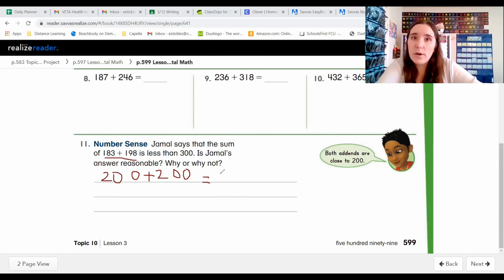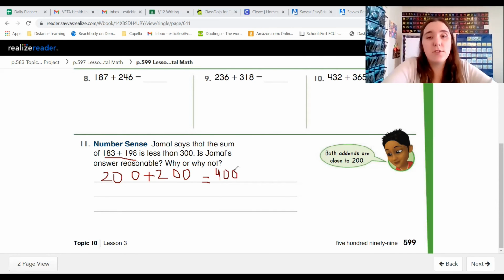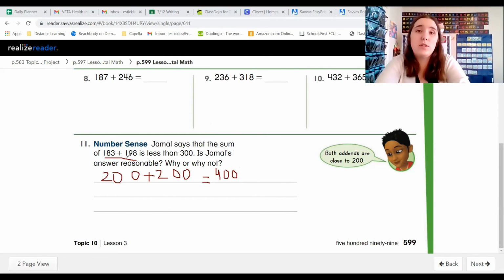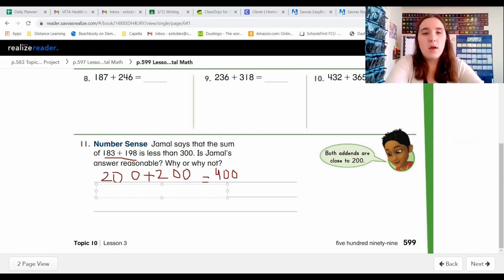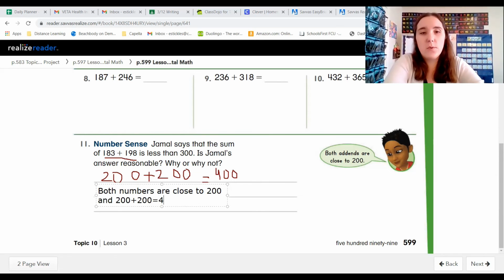Well, 2 plus 2 is 4, so this would be 400. So I would say that it's not reasonable for Jamal to think that the answer would be less than 300 because both numbers are really close to 200, and 200 plus 200 is 400, which is way bigger than 300. So let's write out why we know that. Let's say both numbers are close to 200, and 200 plus 200 equals 400, which is not less than 300. There we go. We wrote out our work. We're going to turn the page and you're going to do one last problem.